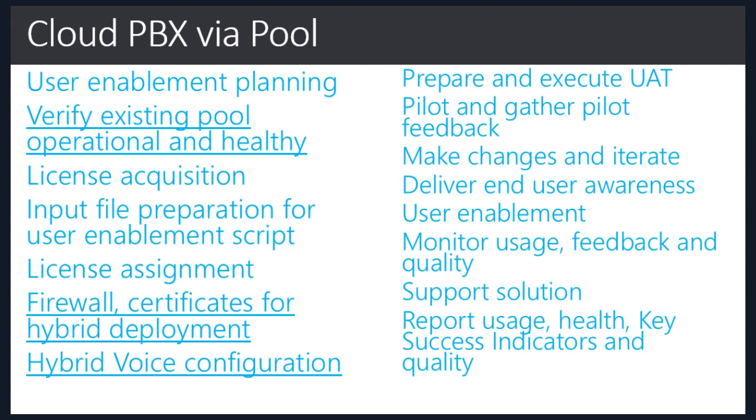Firewall configuration and certificates issuance for hybrid deployment. Typically, when remote access and federation have been deployed and in use, you could easily mark the task as completed from the beginning. Hybrid voice configuration, which includes the voice routing policy configuration and which dial plan to use, be that on-premises dial plan or cloud dial plan.